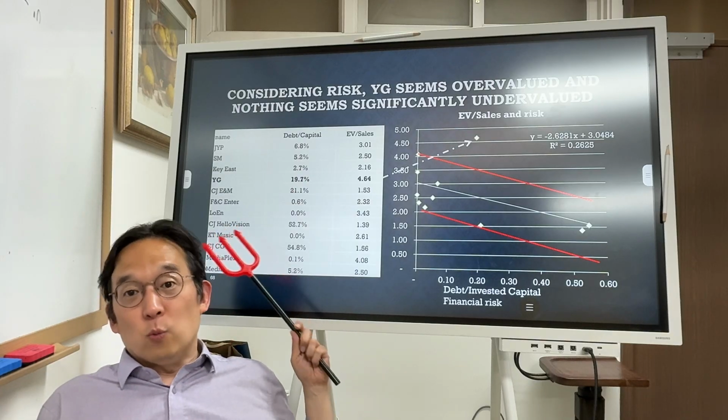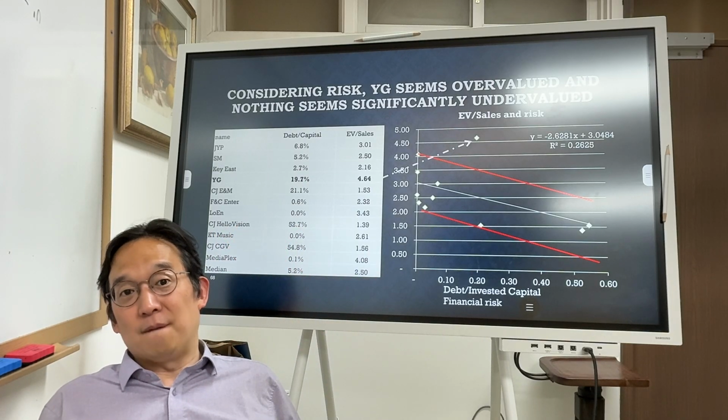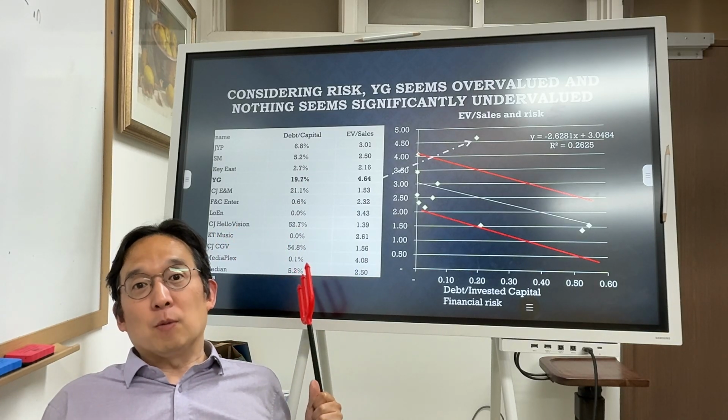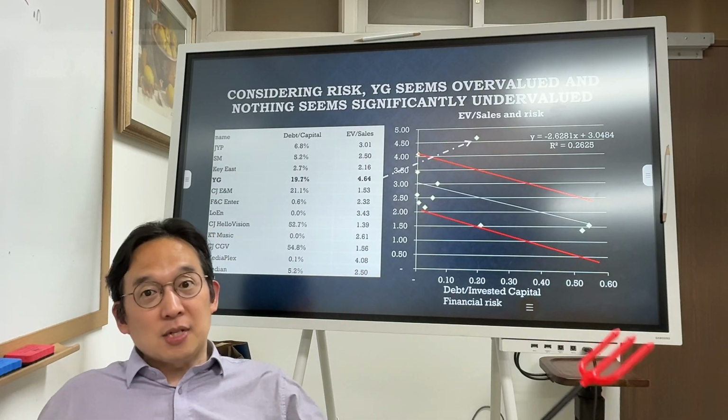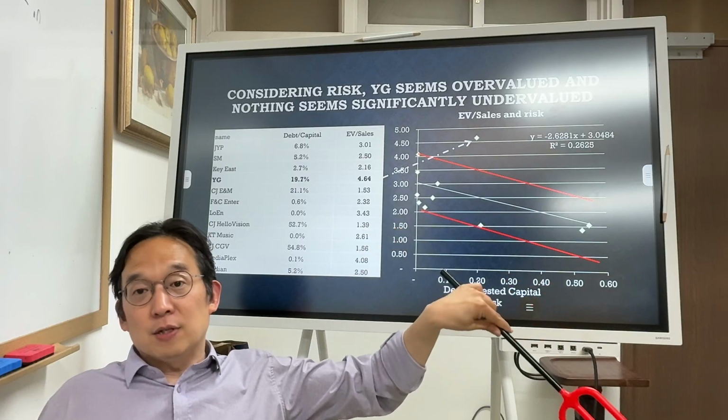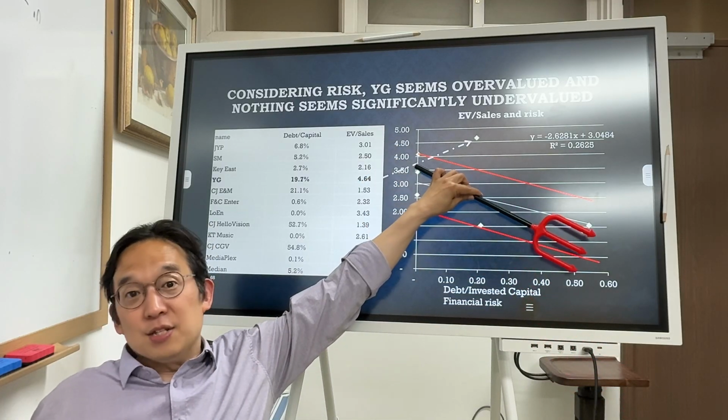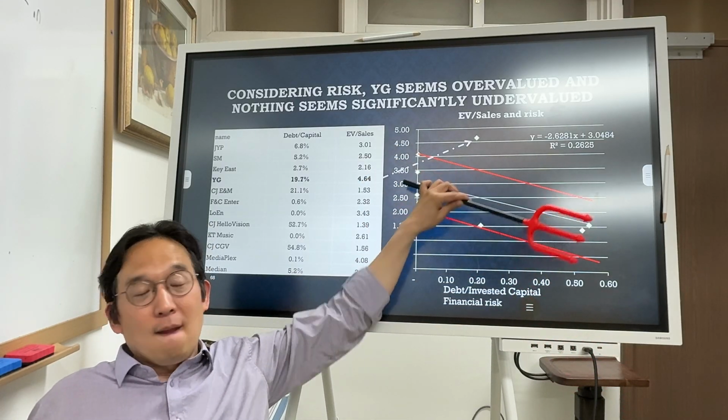So that's why we should observe a negative relation between the multiple and the financial risk. Okay, higher risk, lower price. Negative association confirmed in this regression. You see this? Okay.